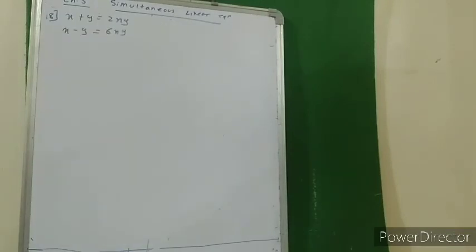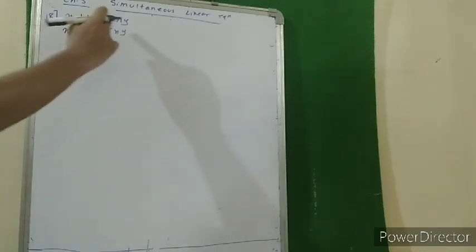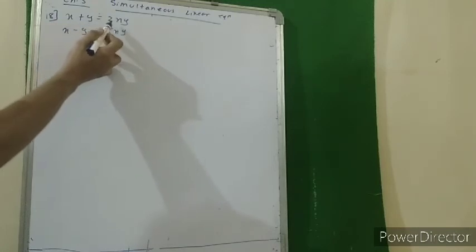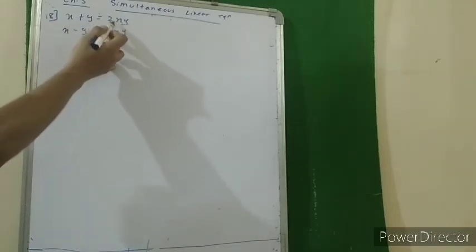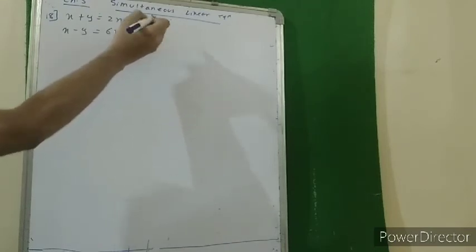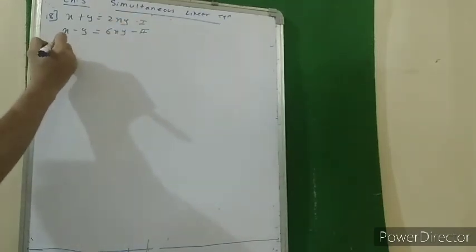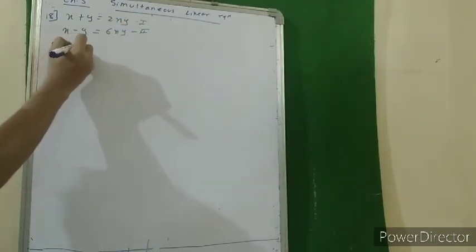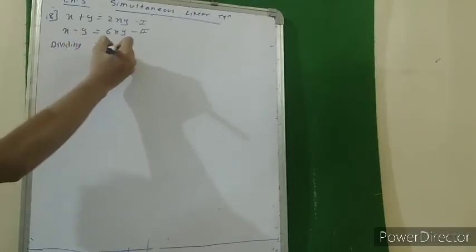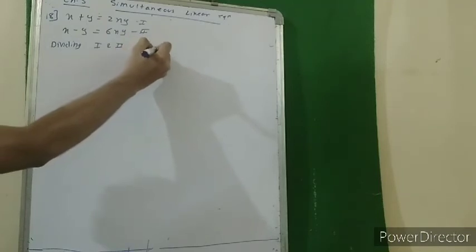Okay, the 18th question looks like a normal question, but pay attention properly. We have x plus y is equal to 2xy. Okay, these two variables are okay, but we have a constant term over here. We don't want this xy. So this is equation number 1 and equation number 2 right now. So I will divide 1 and 2 by xy.